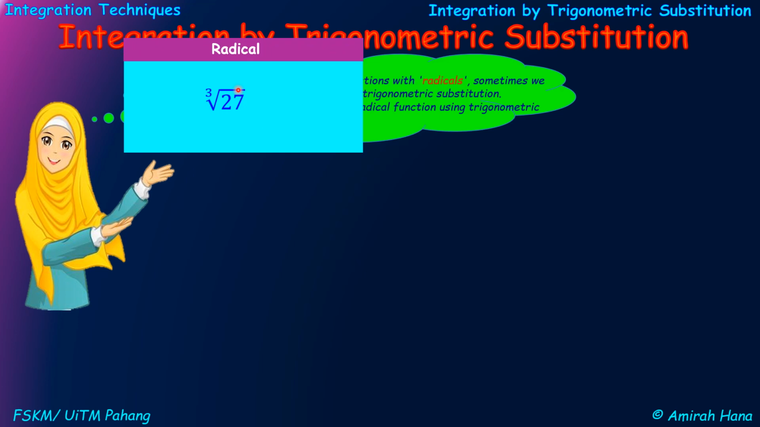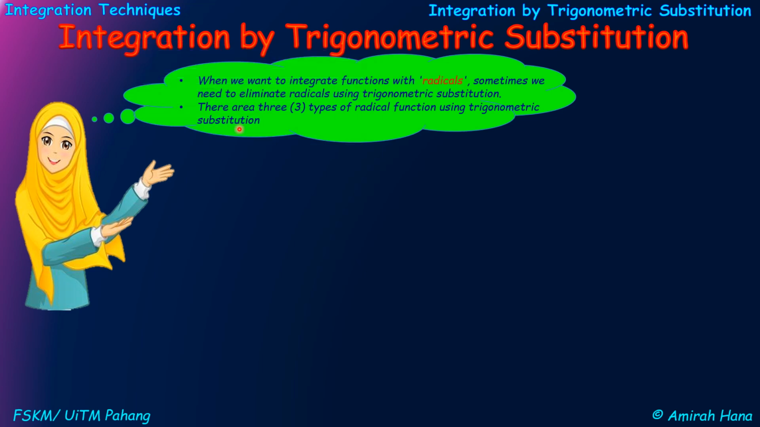Before that, what is a radical? From the cube root of 27, the 3 here means the index. The whole expression, the cube root of 27, is called a radical. 27 is called the radicand. And this symbol is called the radical symbol. So this is a radical. Right, now we look back.